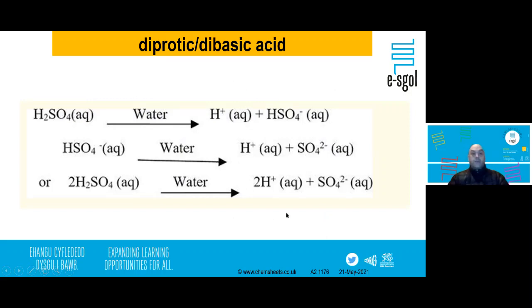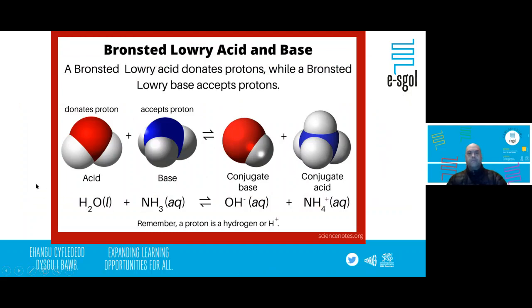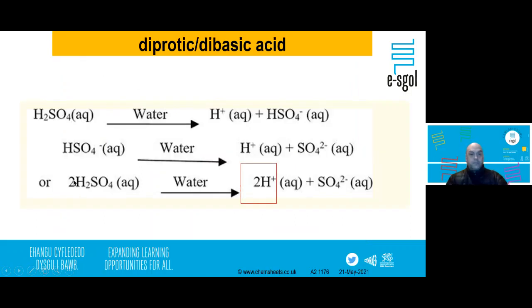Now, we have diprotic acids as well, and sulfuric acid is the most obvious example of that. What you can see is that the acid can generate 2 hydrogen ions per molecule. It can actually do it in 2 steps, but we can just sum it up as the 1 step here. I don't know why I've got that 2 there, actually. It's a bit random. We've got that off our website. That 2 shouldn't really be there. Each molecule of sulfuric acid generates 2 hydrogen ions.